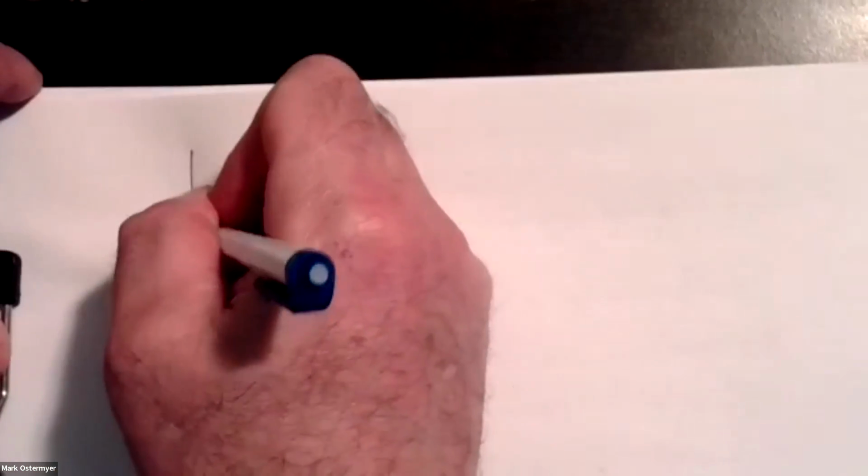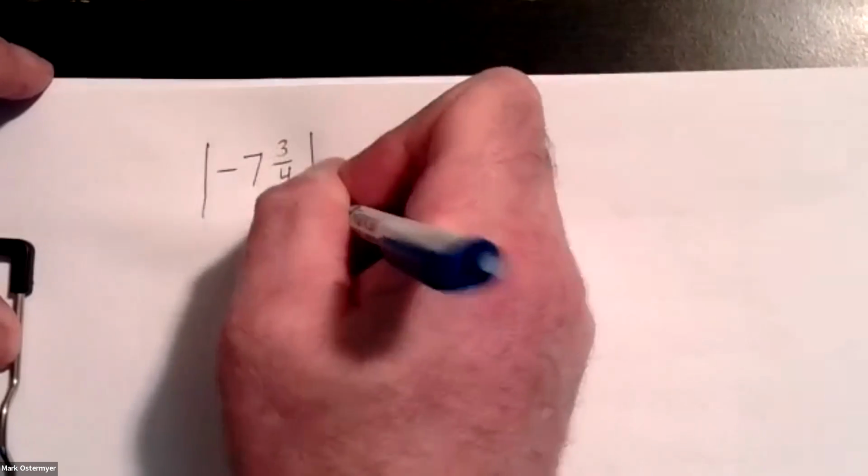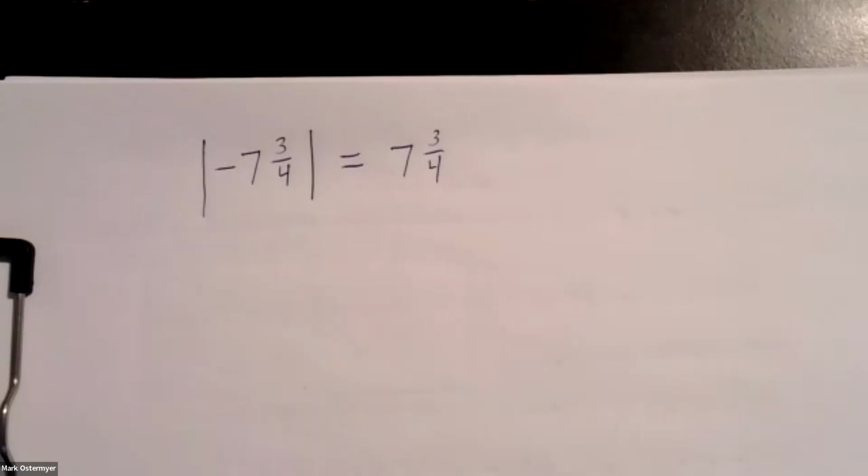And again, it doesn't matter if I take the absolute value of negative 7 3/4, this mixed number. What do you think the absolute value of negative 7 3/4 is? 7 3/4. That's right. It's just 7 3/4. Everybody understand how the absolute value function works? That's all there is to absolute value. No more mystery than that.